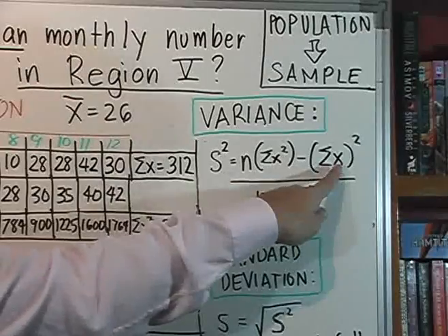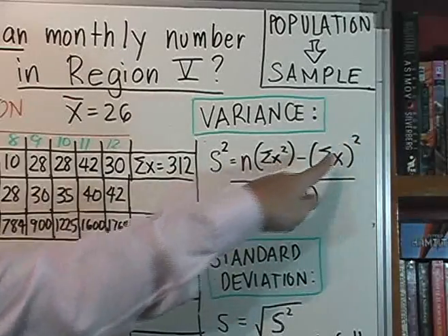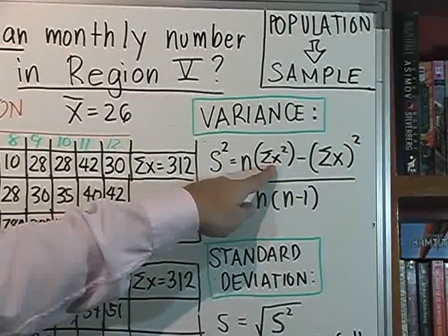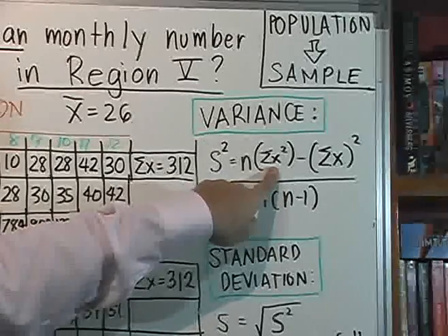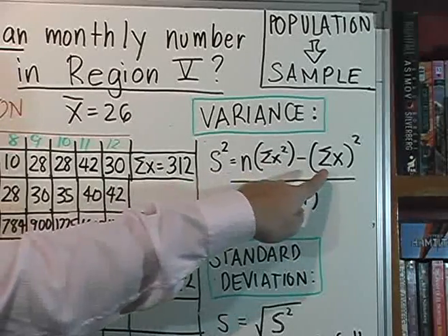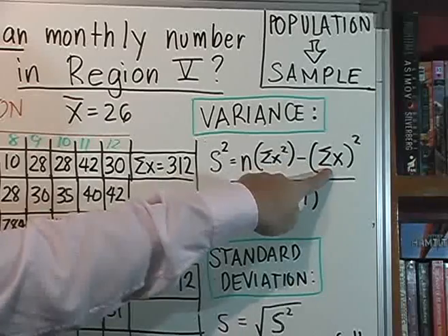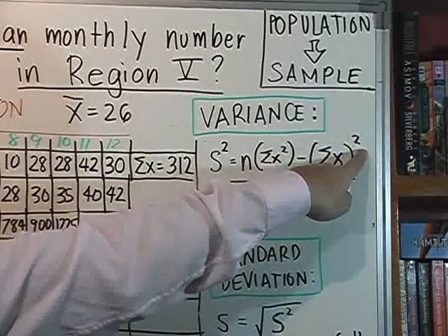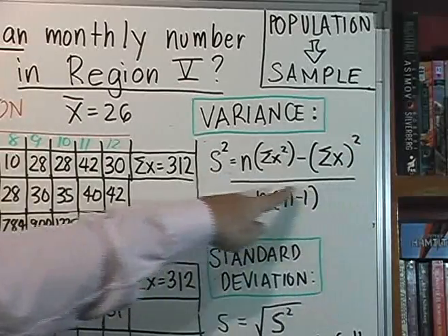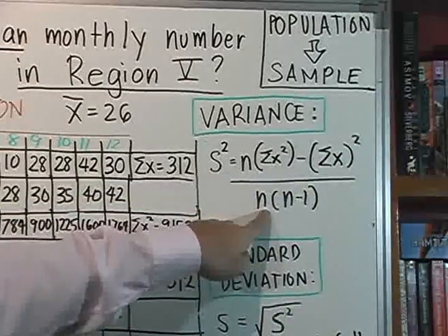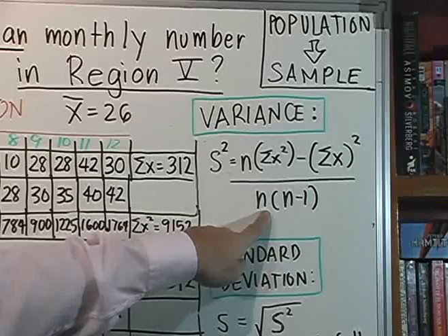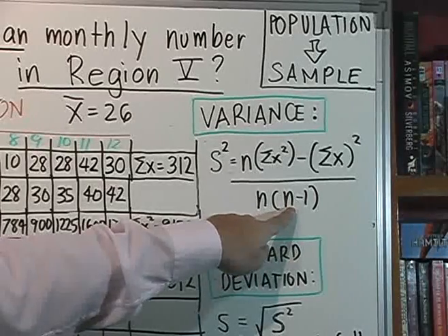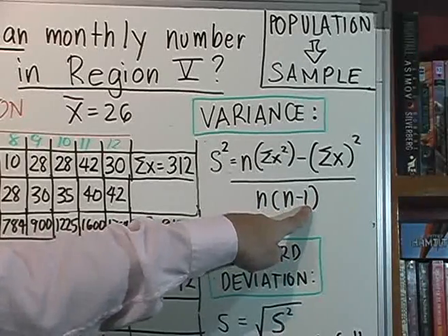So these two, don't be confused by them. These are different. This is the summation of the squared observations, and this is the summation of the observations. When you get the summation of all these, this is when you will square it. All over the number of observations times the number of observations minus 1.